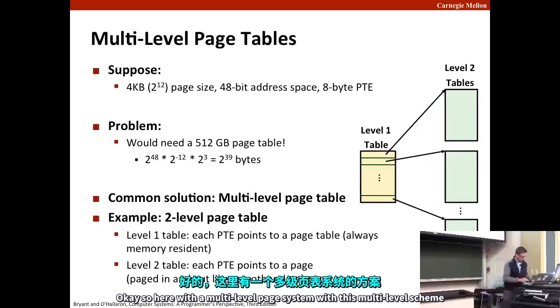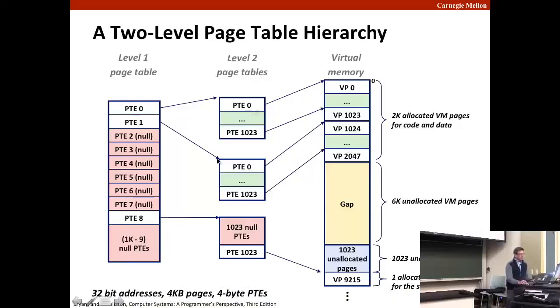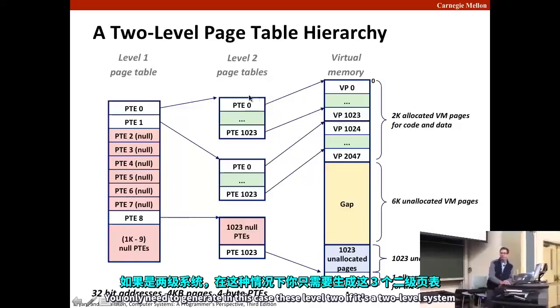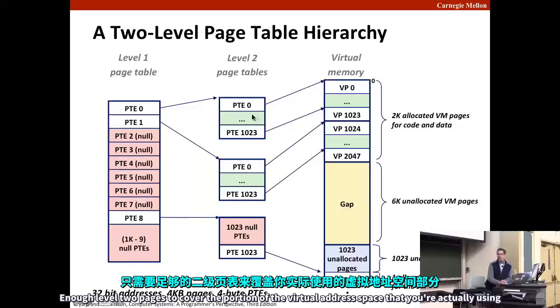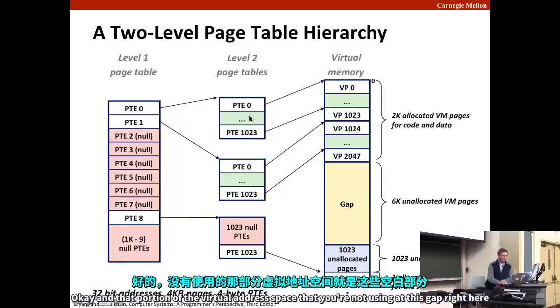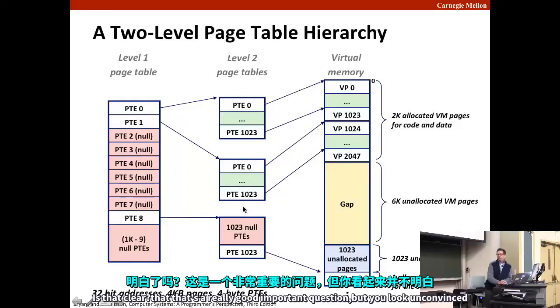So here, with this multi-level scheme, in this case, if it's a 2-level system, you only need to generate enough level 2 page tables to cover the portion of the virtual address space that you're actually using. And for the portion of the virtual address space that you're not using, like this gap right here, there's no need to have a page table. Is that clear? That's a really good, important question, but you look unconvinced.